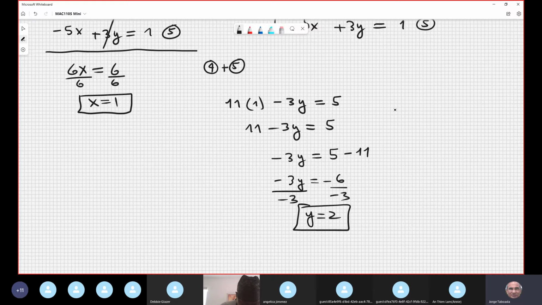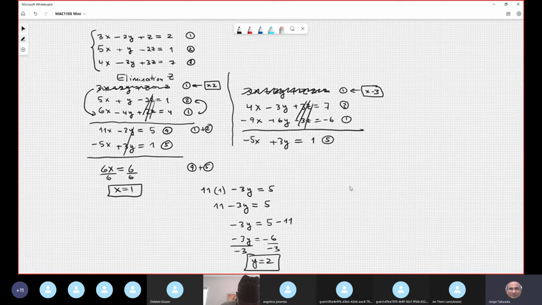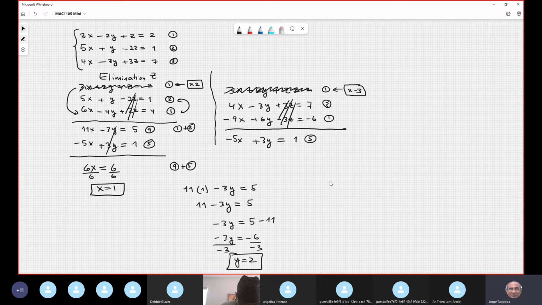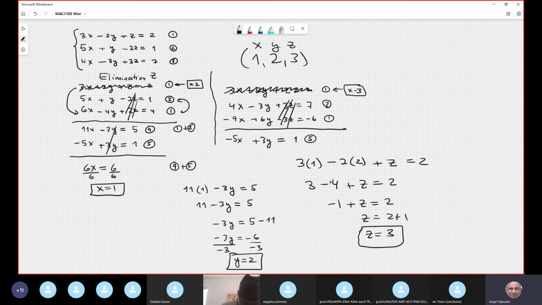Now, in order to find the z, you go to the original equation that contains three variables, x, y, and z. In my paper, I select the equation number 1. Okay, number 1 is 3x, 3 times 1, because I know that x is 1, minus 2 times y, that I know is 2, plus z, that I don't know, is equal to 4. Okay, so we have 3 minus 4 plus z equal to 4. 3 minus 4 is negative 1. z is equal to plus 1. z is 5... z is 3. And my famous solution point is the ordered triple 1, 2, 3. This is x, this is y, this is z. Boom.